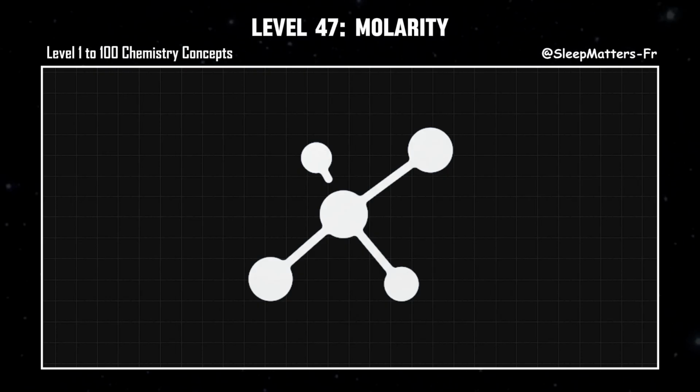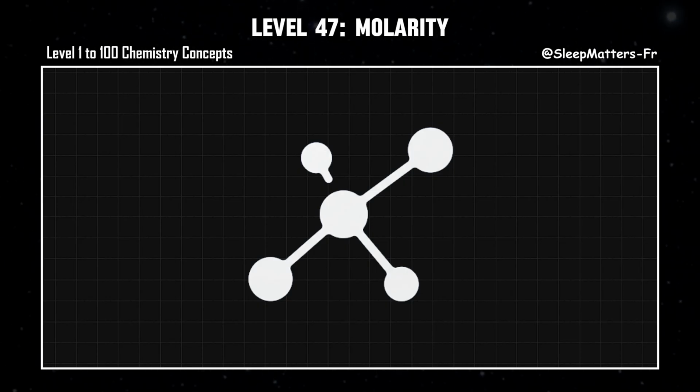Molarity also plays a big role in titration, a process used to find out how much of one chemical is in a solution. By using a solution with a known molarity, you can measure out how much is needed to react with another substance. This helps find unknown concentrations.